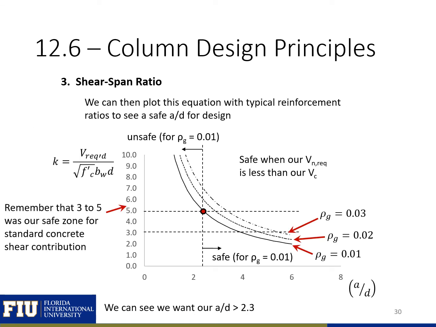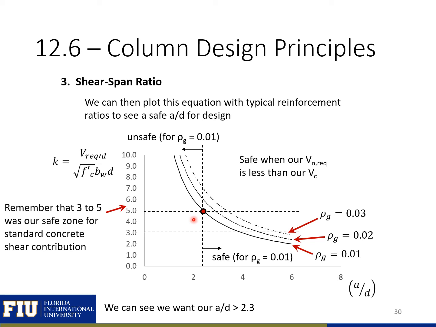So shown on this slide is the equation on the last slide plotted with different reinforcement ratios. So here's the curve for 0.1, 0.2, and 0.3. We can remember that we'll typically be in the 3 to 5 range for our K, so our shear resistance will be between 3 times the square root of f'c bwd and 5 times the square root of f'c bwd.